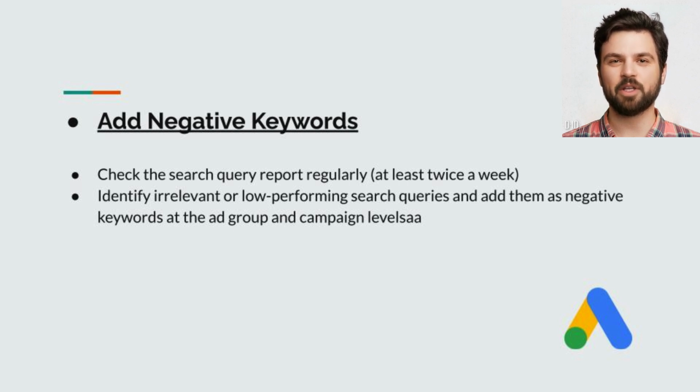Add negative keywords. Another crucial optimization technique is adding negative keywords. Make it a habit to regularly check the search query report. Identify irrelevant or low-performing search queries and add them as negative keywords at the ad group and campaign levels. This helps refine your targeting and ensures your ads are shown to the most relevant audience.